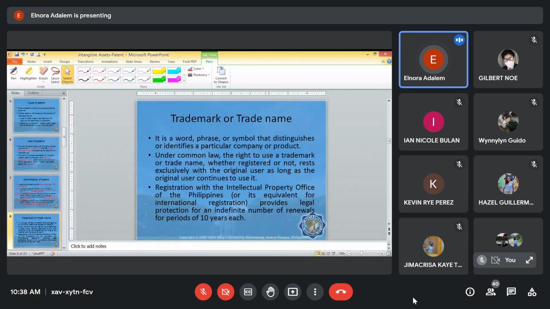Registration with the Intellectual Property Office of the Philippines or its equivalent for international registration provides legal protection for an indefinite number of renewals for periods of 10 years each. Although the life is 10 years, it is renewable. This is tantamount to having an indefinite life. Therefore, trademark or trade name is not to be amortized, similar to goodwill. It will be tested only for impairment.